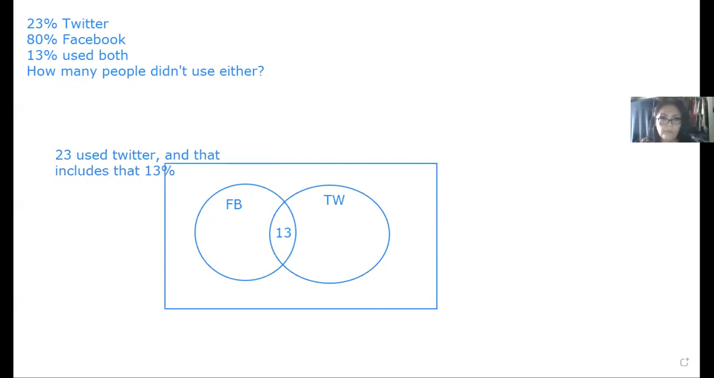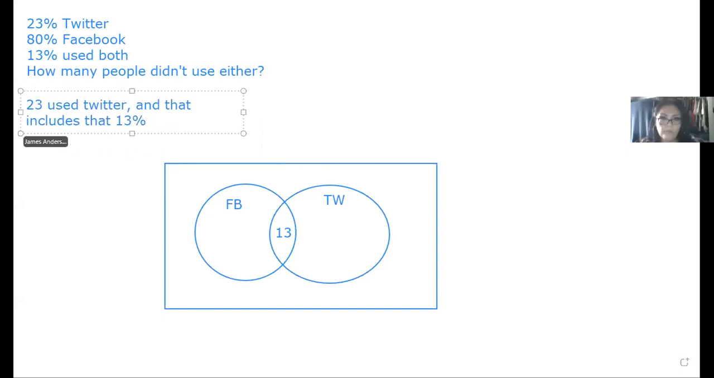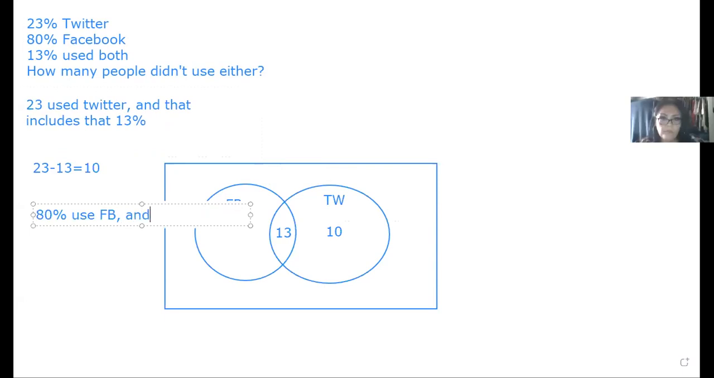So what we do is we subtract 13 from 23, which gives us 10%. So we have 10% of the people who just use Twitter. Here. We had 80 use Facebook and 13% use both. So we do the same thing where we subtract 80 minus 13 to get 67. So I would put a 67 right here.